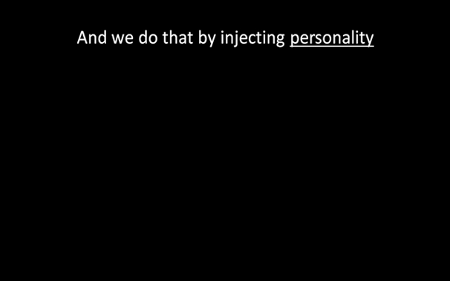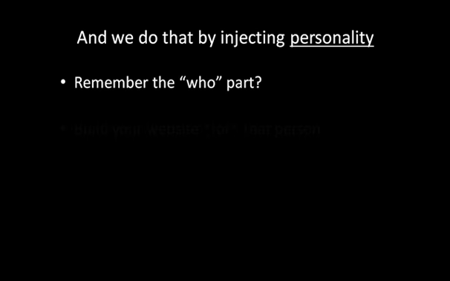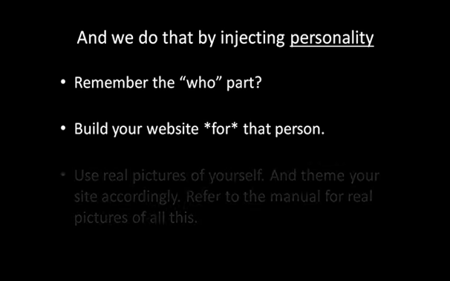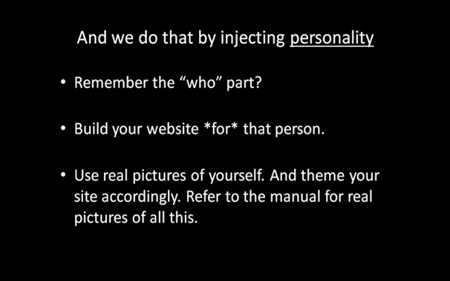And we do that by actually injecting personality. So you remember the who part? Well, this is stuff you really need to bear in mind here. You want to build your website for that person. Okay, so use real pictures of yourself and theme your site accordingly. Put pictures everywhere you can and actually make the look and feel of your site match. Google Sniper sites are obviously WordPress sites, and so in the manual, refer to that, and there are pictures of all this stuff and actual themes that I recommend for specific niches.